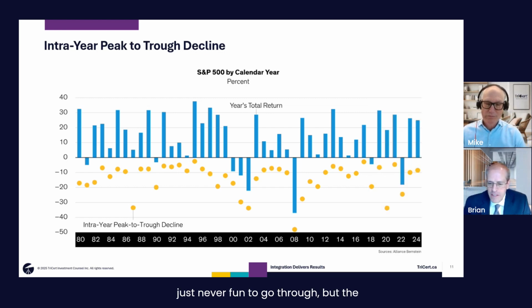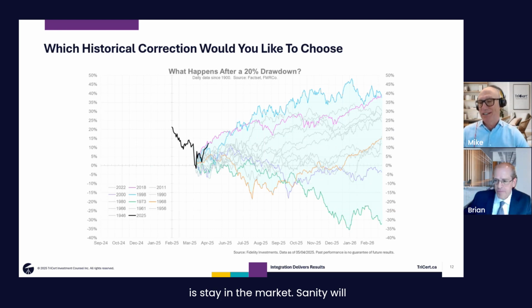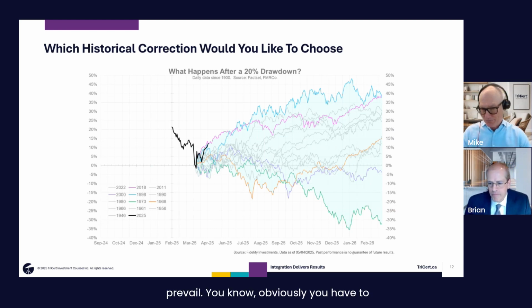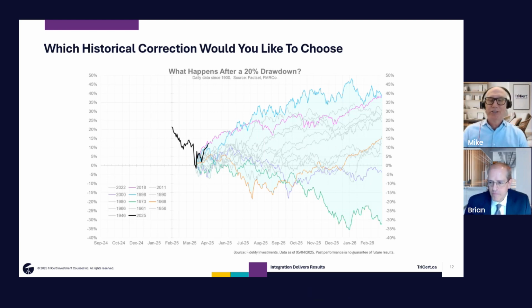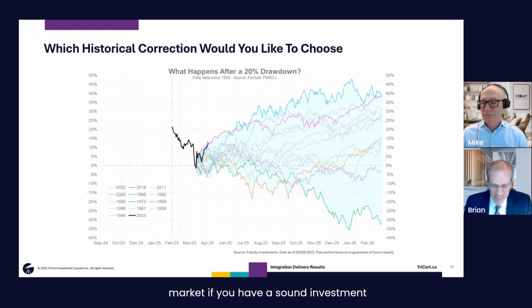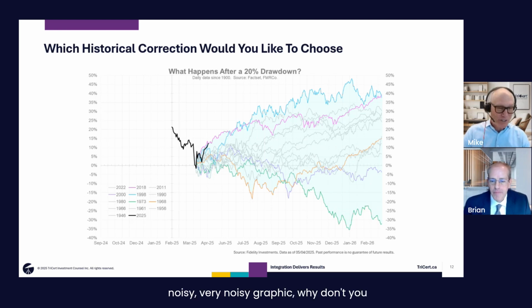So, never fun to go through, but the long-term signal is still well intact. Back to the headline against this graphic: stay in the market. Sanity will prevail. Obviously you have to observe and look for opportunities, but at the end of the day, stay in the market. I'd say stay in the market if you have a sound investment process and philosophy informing your decisions. Yes, excellent point, excellent caveat there. Now this very noisy graphic. Why don't you talk us through this?